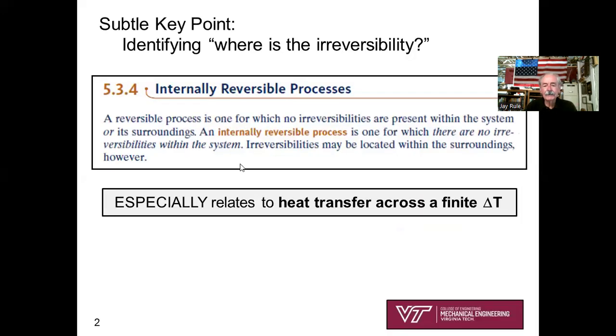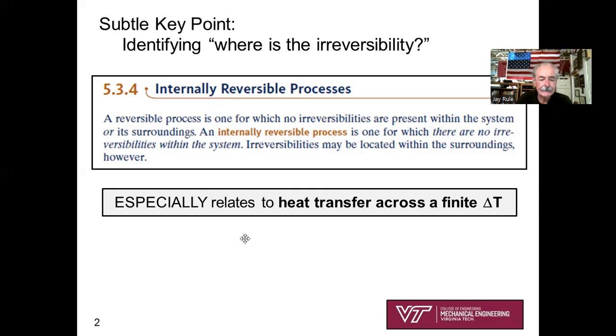There's a subtle key point that's kind of buried in your textbook, and that's identifying where the irreversibility is. As engineers, where are we going to model the irreversibility for a certain proposed process? I've clipped out section 5.3.4, entitled Internally Reversible Processes. I'm not going to read that text to you because I think maybe you could scan it real quickly.